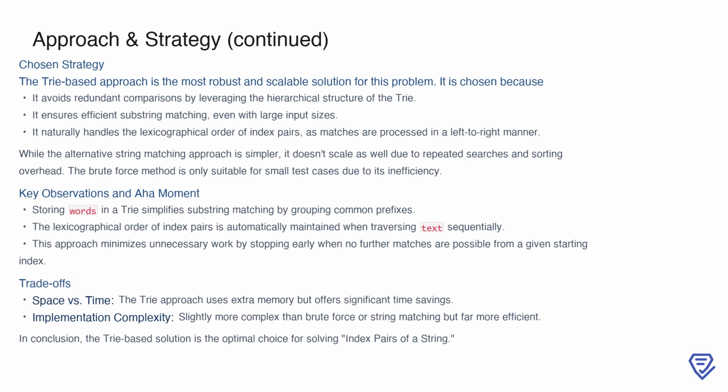While this method requires extra memory to store the tree, the trade-off is justified by the significant reduction in computation time. In contrast, the brute force method is only suitable for small test cases, and the string matching approach, though simpler to implement, does not scale as efficiently. Overall, the tree-based solution strikes the right balance between performance and scalability, making it the optimal choice for solving the index pairs of a string problem.